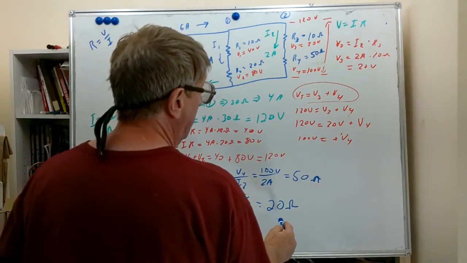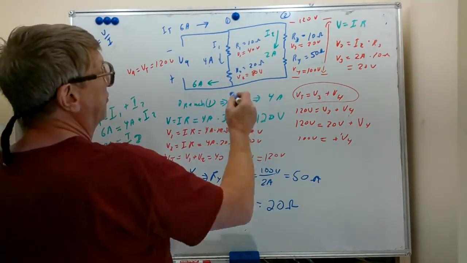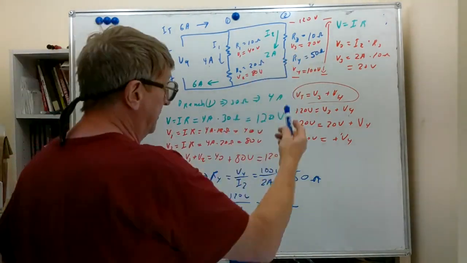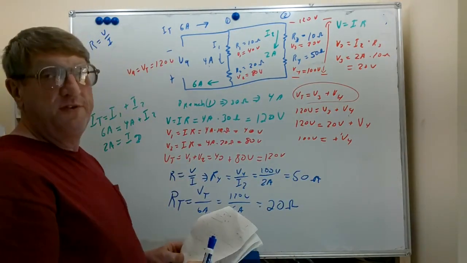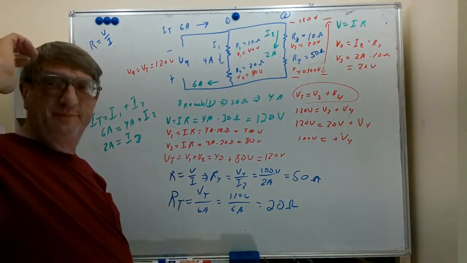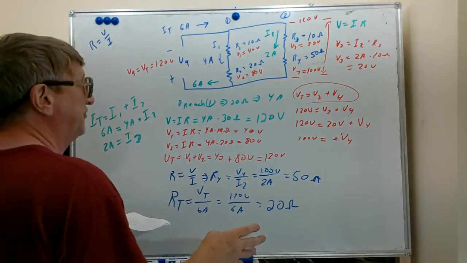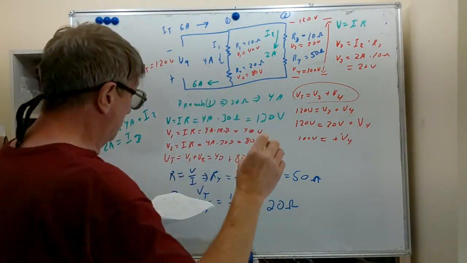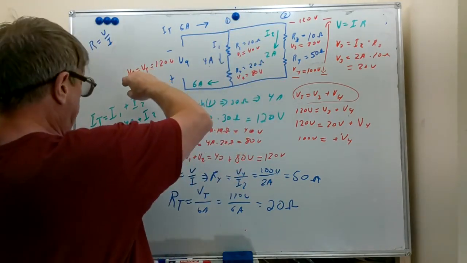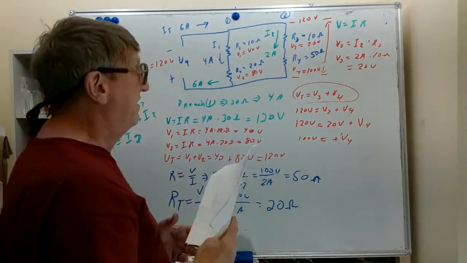One thing we do know is that this is going to be less than any of the branches. Well, this branch is 30, this branch is 60. 20 is less than 30, 20 is less than 60. So we've solved that one. It came out nicely, I think. And we illustrated the point we talked about earlier, that we did not need RT to solve for VT. We couldn't have gone that route because we didn't have R4 to start with.